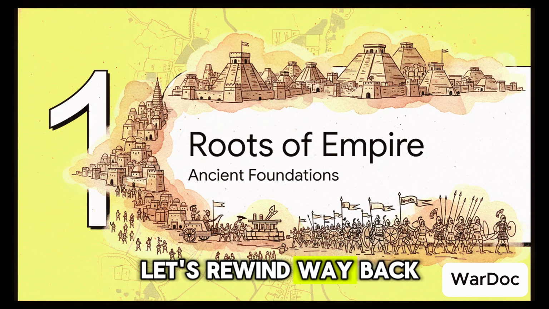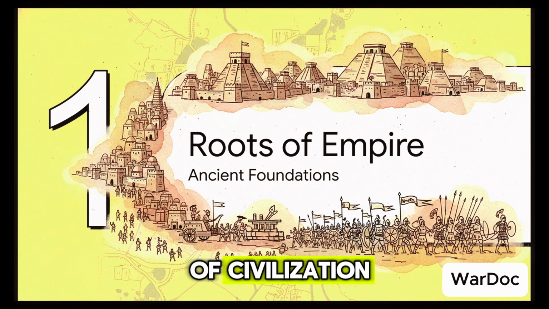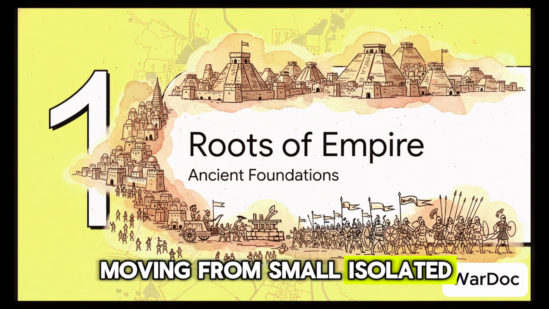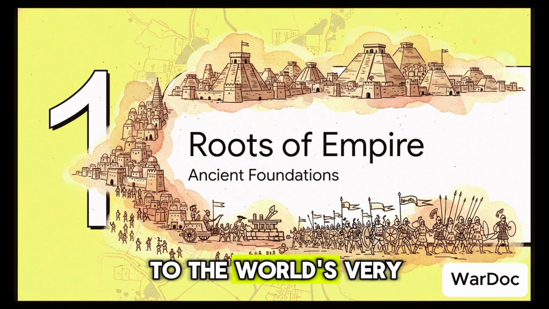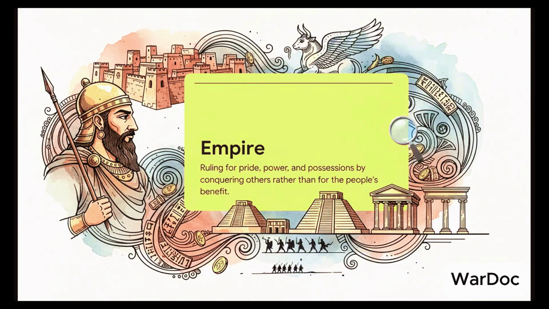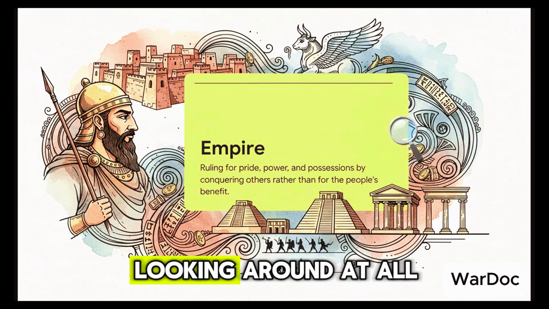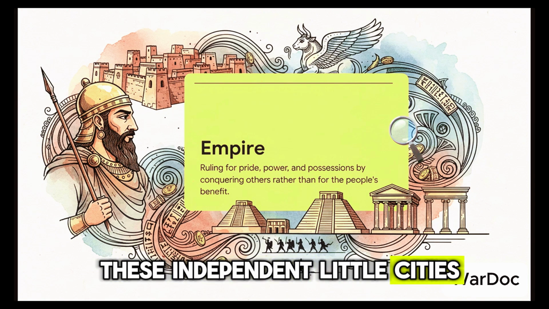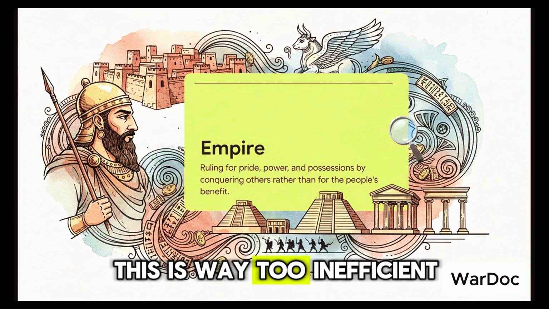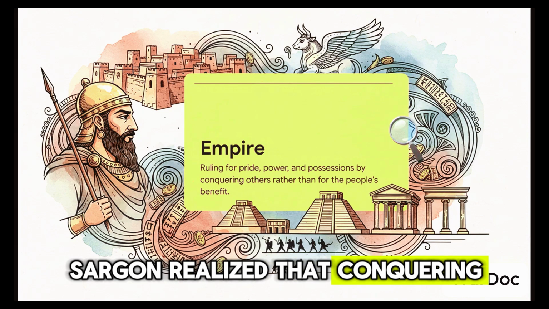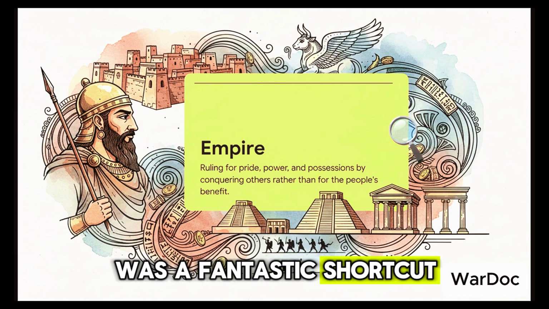Okay, part 1, the roots of empire. Let's rewind way back to the ancient foundations of civilization, moving from small, isolated city-states to the world's very first conquerors. Picture ancient Mesopotamia. You've got this ruler, Sargon of Akkad, looking around at all these independent little cities, and he basically decides, you know what, this is way too inefficient. Sargon realized that conquering his neighbors was a fantastic shortcut to building power.